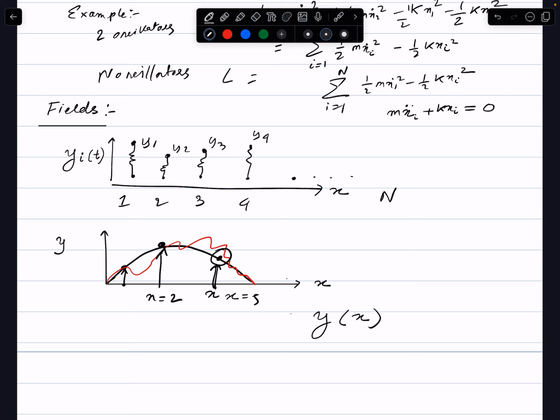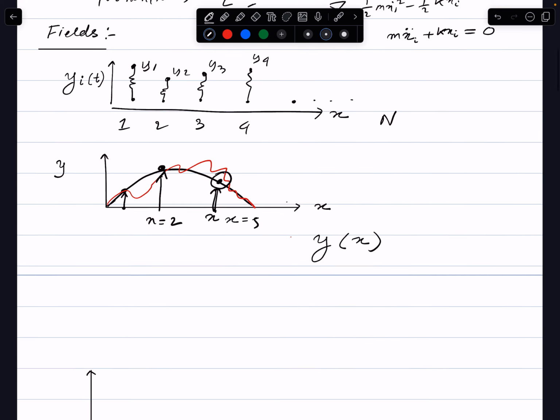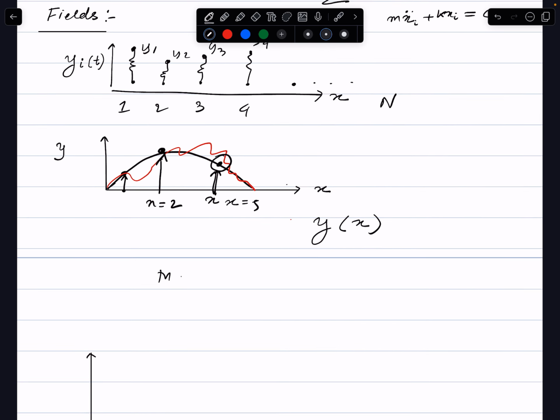And when I give this data for all x, then I have specified the state, the displacement at each point. So going from many particles or many degrees of freedom to fields, this is what we call the field, as we discussed earlier: when I have a continuous system, which has infinitely many degrees of freedom, that is what is called a field.